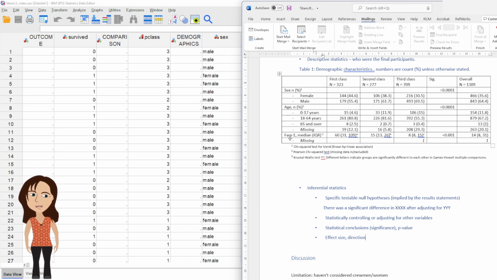I'm also not going to include fare because I think obviously that's going to be tied up with class, and I don't want to obviously use the same information twice. So I'm just going to use class and gender, but let's have a look at getting those results out.